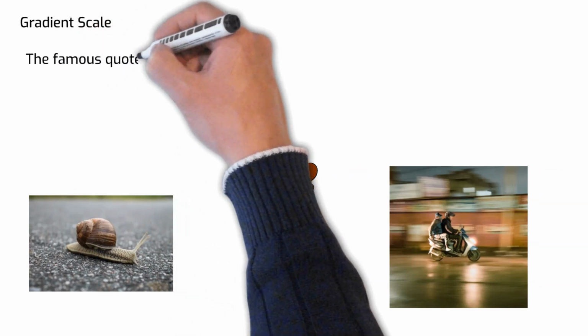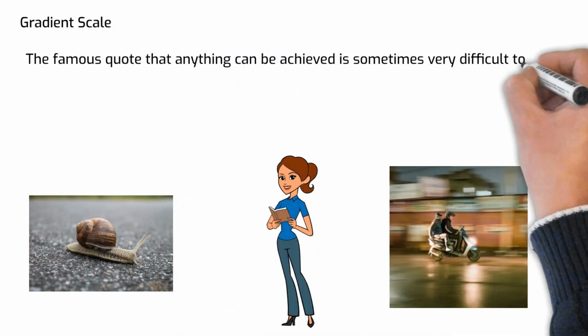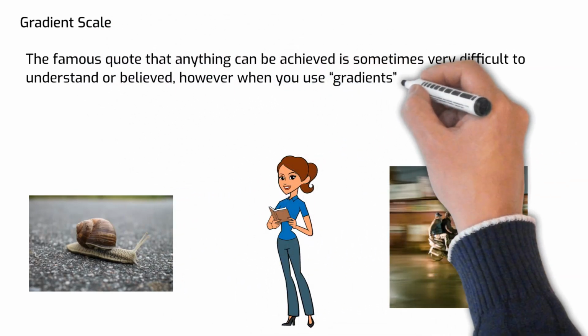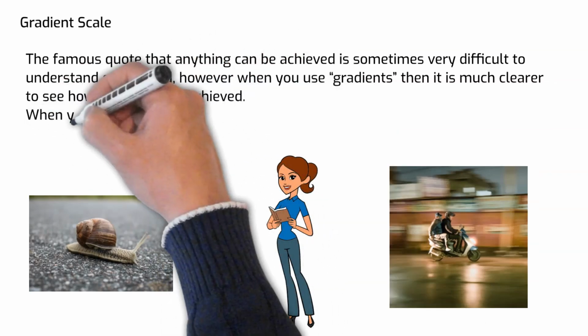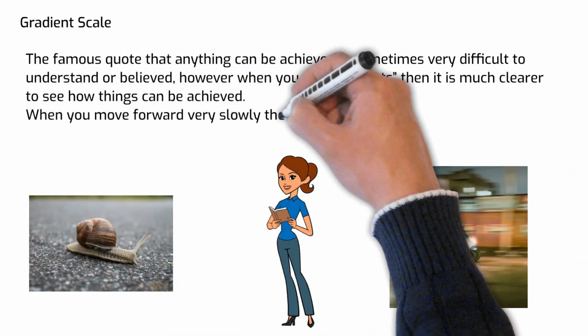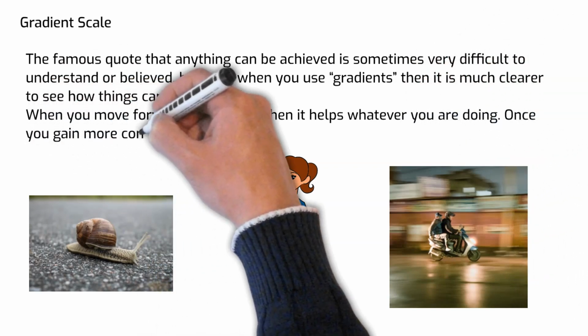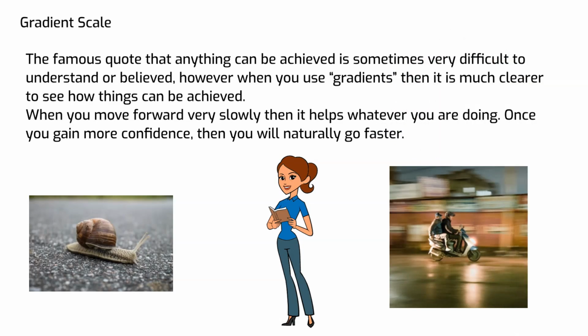The famous quote that anything can be achieved is sometimes very difficult to understand or believe. However, when you use gradients, then it is much clearer to see how things can be achieved. When you move forward very slowly, then it helps whatever you are doing. Once you gain more confidence, then you will naturally go faster.